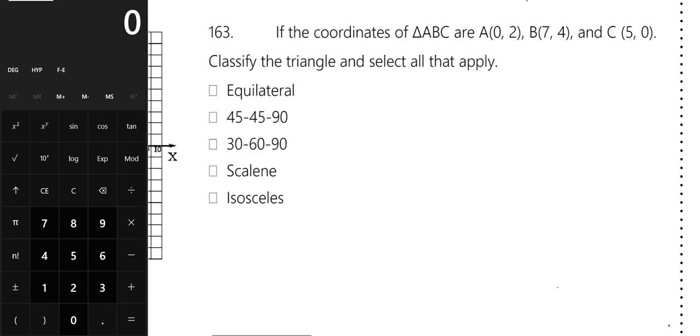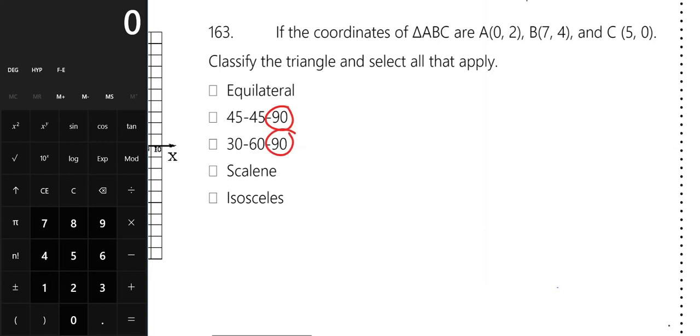163. If the coordinates of triangle ABC are A (0, 2), B (7, 4), and C (5, 0), classify the triangle and select all that apply. Let's look at our choices. We have equilateral, which means all sides are congruent. 45, 45, 90, which is an isosceles right triangle. 30, 60, 90, which is a special type of right triangle, because again, we notice the 90.